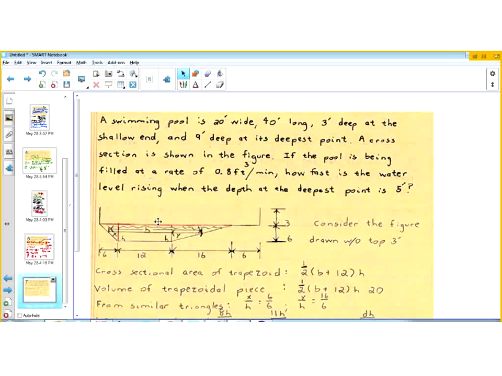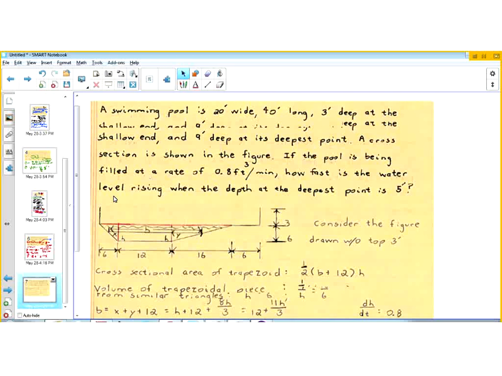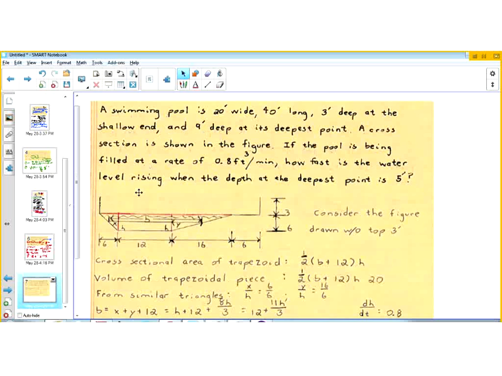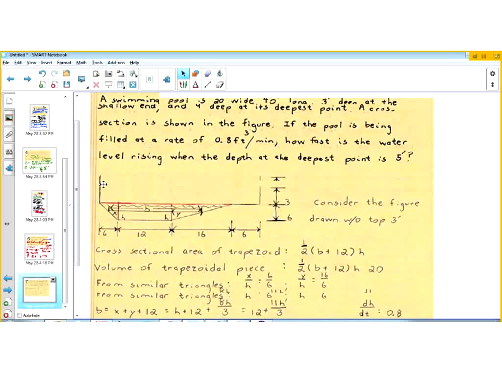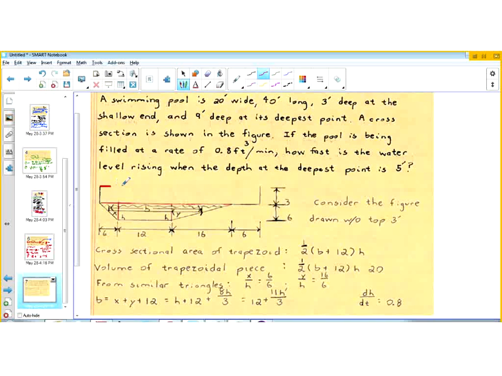So I presume then that the width means that the 20 feet is going into the page. But we're just going to process the cross section for now. So the pool is being filled at a rate of 0.8 cubic feet per minute. And you want to know how fast the water level is rising when the depth at the deepest point of the pool is at 5 feet.